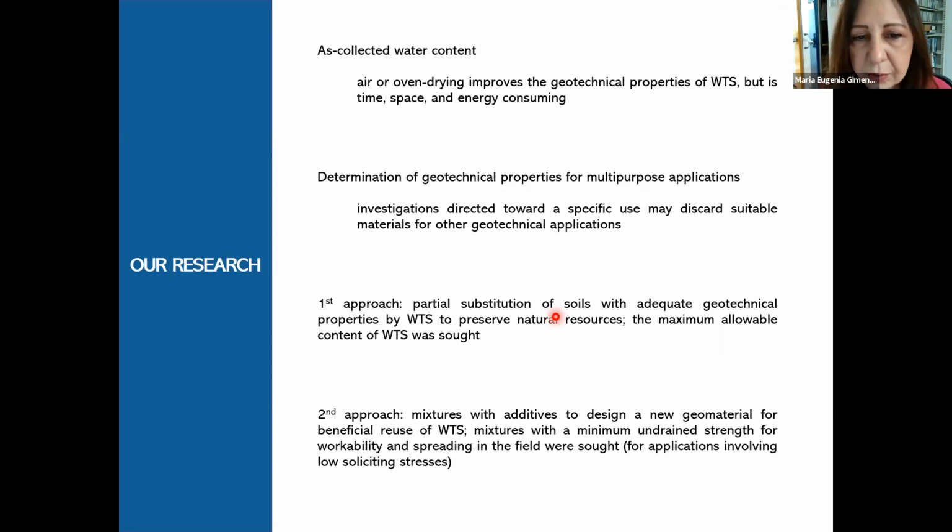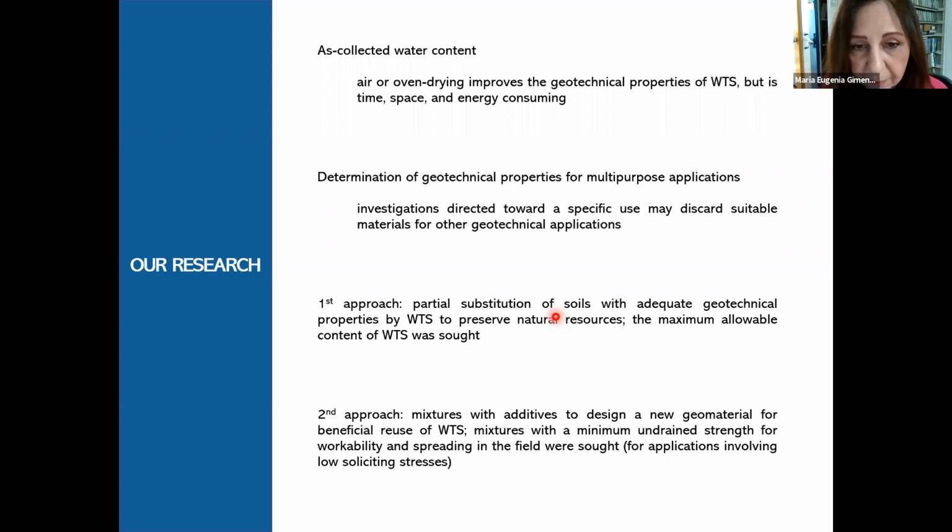Two approaches were pursued. The first approach was the partial substitution of soils with adequate geotechnical properties, so good soils for geotechnics, by WTS to preserve natural resources, that is, to preserve soils. WTS addition decreases the shear strength, increases compressibility, and may also impair the workability of soils. So we searched for the maximum allowed content of WTS that could be added to these soils so they would maintain their good geotechnical properties.